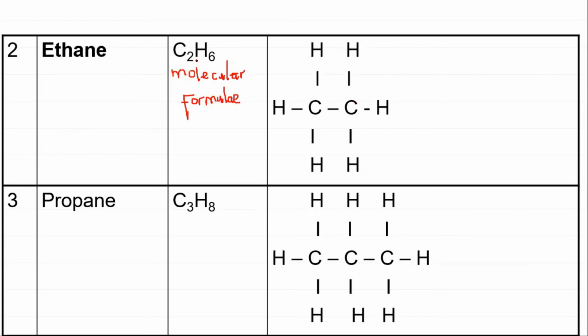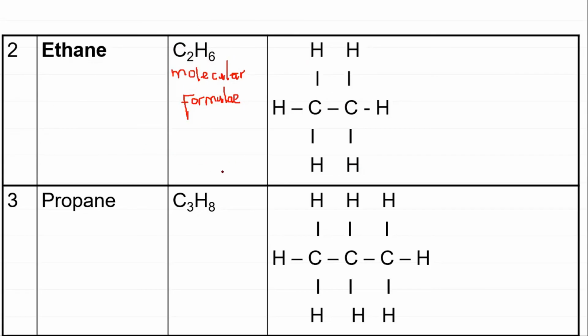So we can see it's 1, 2. So we say it's C2. Hydrogens, it's 1, 2, 3, 4, 5, 6. So the number of hydrogens, it's 6. So the molecular formula just shows you how many carbons are in that molecule and how many hydrogens are in that molecule. And for other molecules, it's simply to say it shows you how many of each atoms are present in that particular molecule. Are we together?